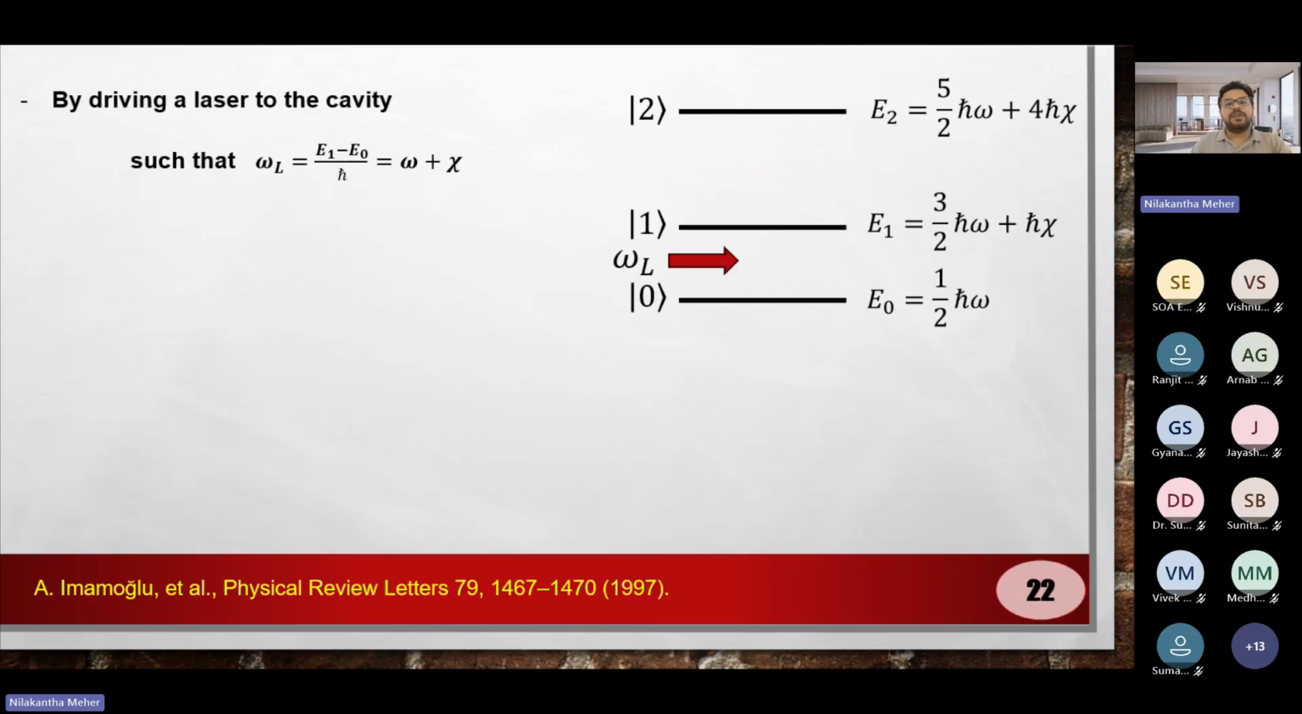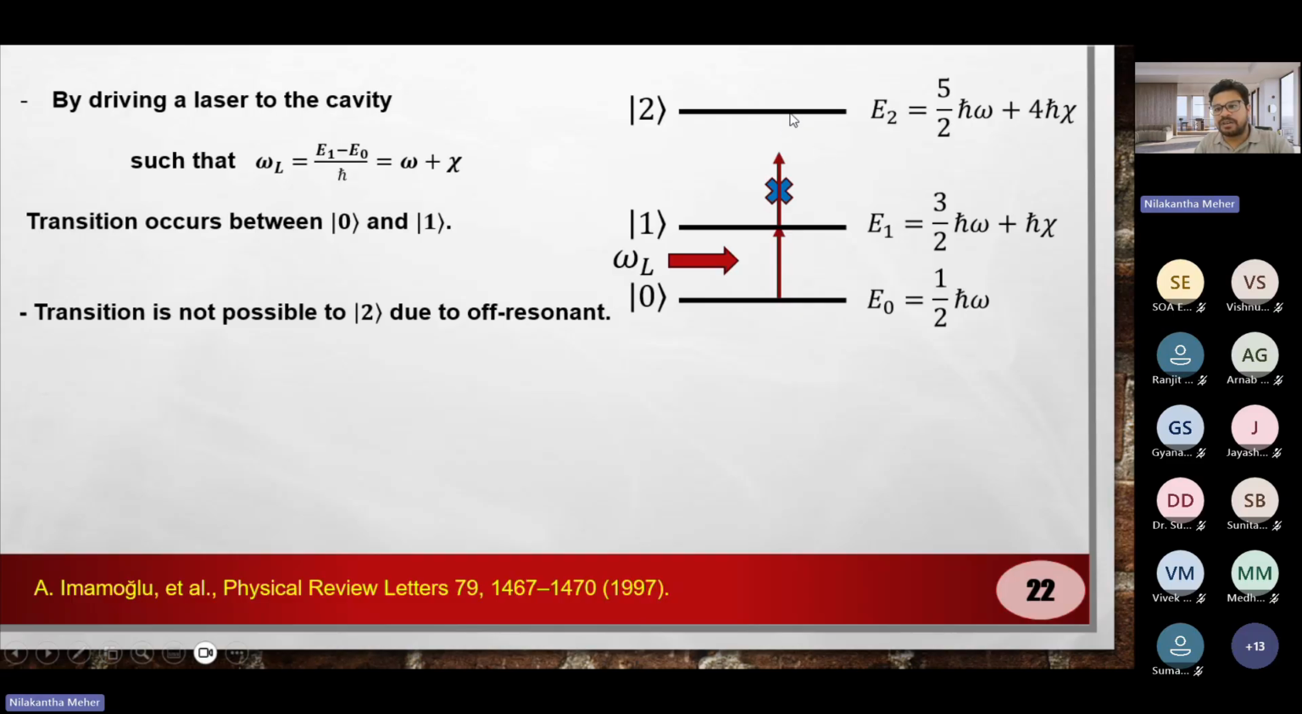In this case, suppose you drive a laser frequency which is resonant to only 0 and 1. I have to fix this laser frequency omega L to omega plus chi, that is, you subtract E1 minus E0, the energy. So this will give how much frequency I have to drive such that it will give the transition from 0 to 1 only. And because of this, it is far off resonant from 1 to 2, or from 0 to level 2 or higher levels. So that means I can drive the photon only from 0 to 1.